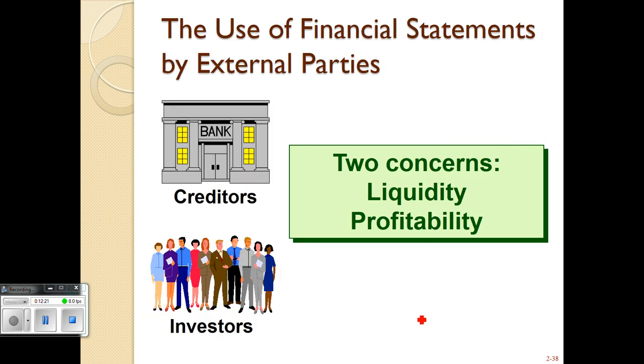There are two concerns of all outside users. One is liquidity, the second is profitability. Talking about liquidity first. Liquidity is, do you have enough cash to pay your bills? You can be profitable, but the companies haven't paid you yet, so you don't have enough cash to pay your bills. There are companies that have filed for bankruptcy even though they were profitable, because they didn't have the cash to pay their bills. So liquidity is, do you have the cash to pay your bills? Profitability is, are you making a profit? What does your income statement say? Do you have net income?